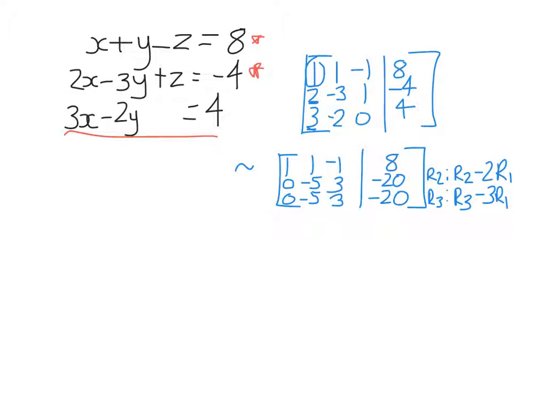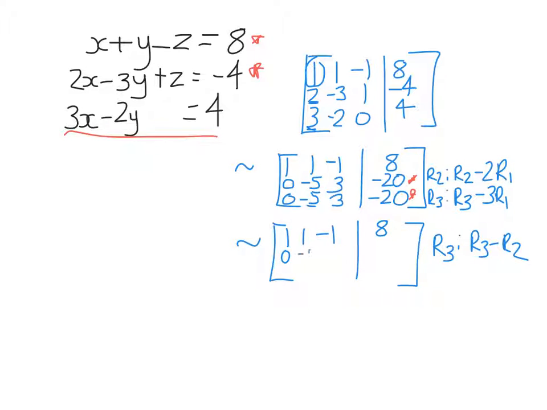So now what I've done is I've subtracted 2 lots of row 1 from row 2 and subtracted 3 lots of row 1 from row 3. So I'm just using the normal row operations, but it turns out I've now got 2 rows that are exactly the same. So if I were to do another step, I want to make this 0, what I would do is I would take row 3 and I would subtract row 2. So what will happen is row 1 stays the same, row 2 stays the same, but row 3 ends up being a row of zeros.